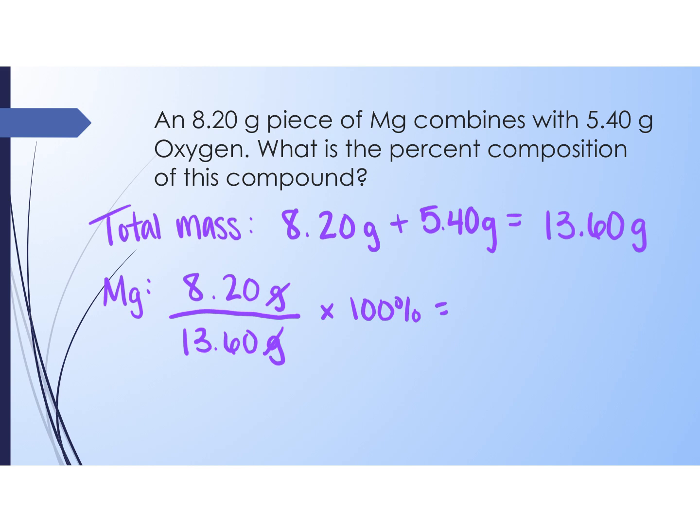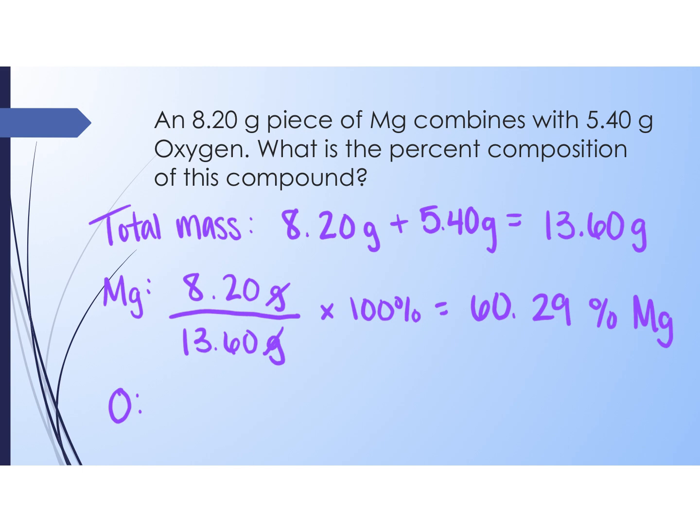Who has a number? 60.29. Okay, nod your head if you agree. Good. Okay, our unit is percent in magnesium. Okay. And then what's the other element in this compound? Okay, oxygen. So now we're going to do the same thing for oxygen.